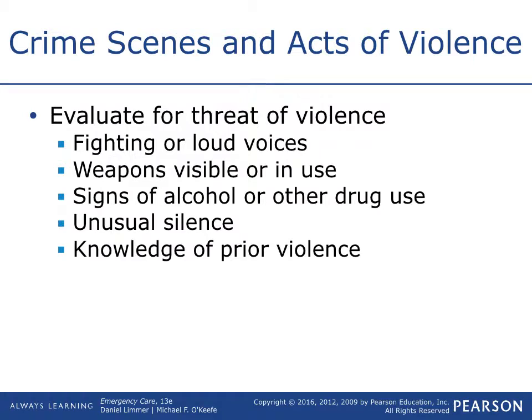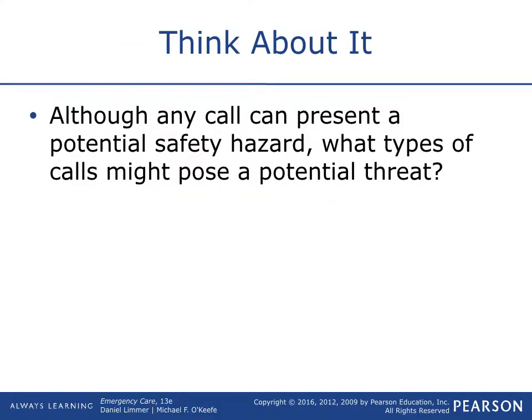Alcohol, weapons. And although any call can present a potential safety hazard, what types of calls might pose a potential threat? Think about that as you're going through this chapter, because you'll show up to potential safety hazards: car wrecks, hazmat, all that kind of stuff, potential threats, domestic violence, methed out people, alcohol. You never know because they're not thinking clearly.